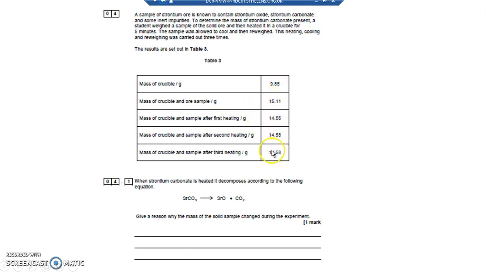They've heated it up and they've found that the mass goes down. So let's have a look at the chemical equation. Some of the strontium carbonate in there, SrCO3, turns into strontium oxide and carbon dioxide. And carbon dioxide is a gas, so that's going to escape to the air and it's going to have some mass. That's why the mass is going down, because I'm losing some mass when this gas is made and it's escaping into the atmosphere.